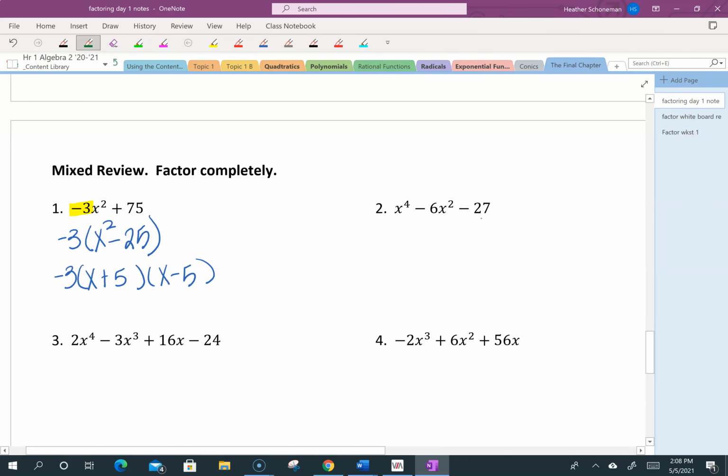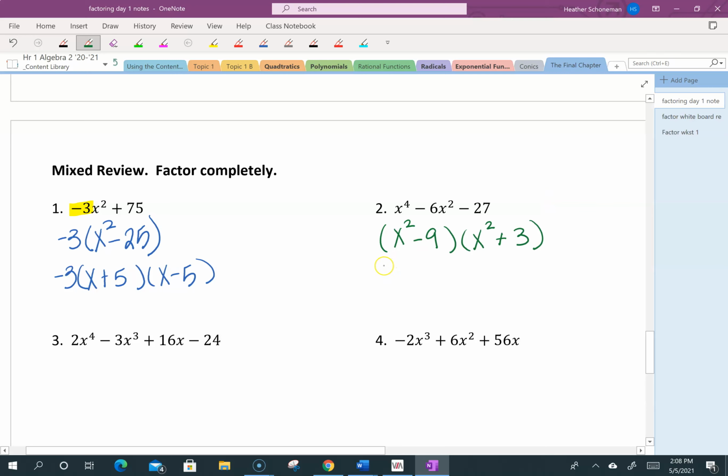Okay, over on this one, I look for a greatest common factor. They don't have one. It's a trinomial with the leading coefficient of 1, so I'm going to go straight to my 2 parentheses and write x and x. But that multiplies to x squared, and I need x to the 4th, so I'm going to write x squared and x squared. So now I'm looking for 2 numbers that multiply to negative 27 and add to negative 6, and that would be negative 9 and positive 3.